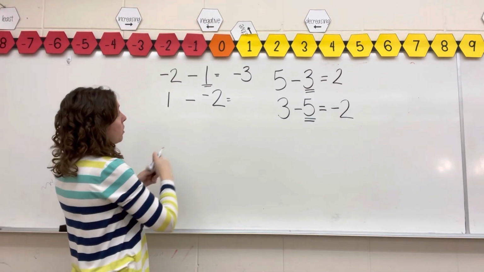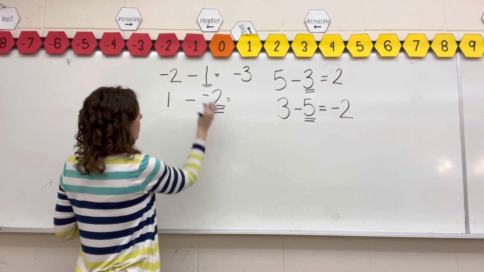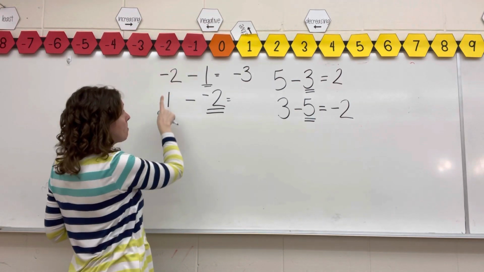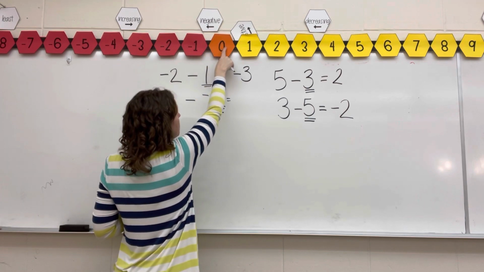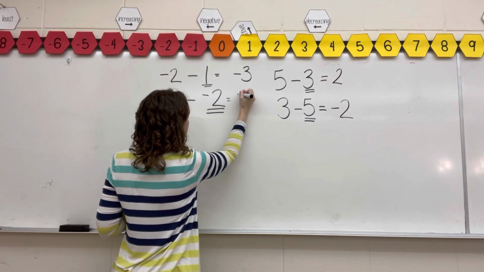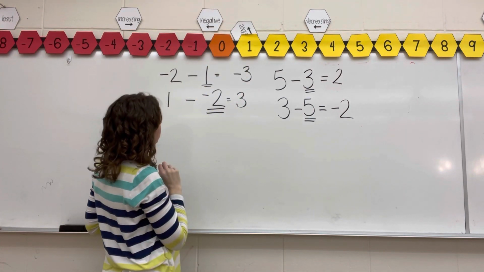For this one, we would start at -2. Start here, and we're gonna move to +1. 1, 2, 3. So that one is +3.